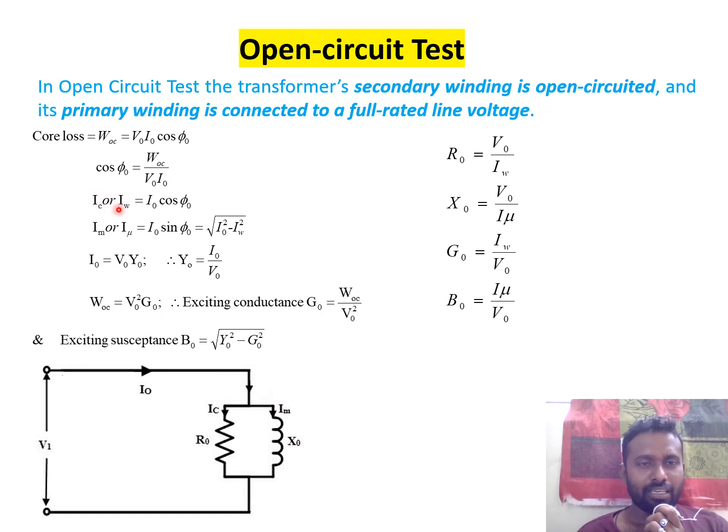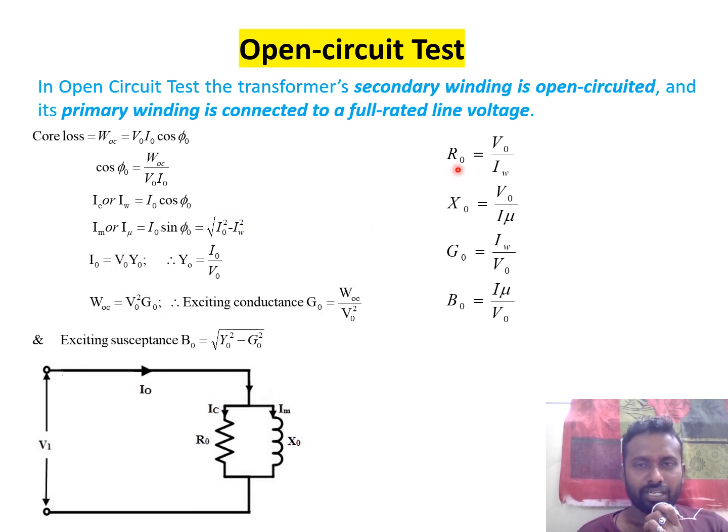So IC or IW, the working component, is equal to I0 cos phi naught. Multiply the ammeter reading with the cos phi naught that you get, and you'll get the value of IW. IM or I mu is given as I0 sin phi naught. When you know cos phi naught, you can find sin phi naught, that is, under root of I0 square minus IW square. Also you can use this formula, and these are not that necessary.